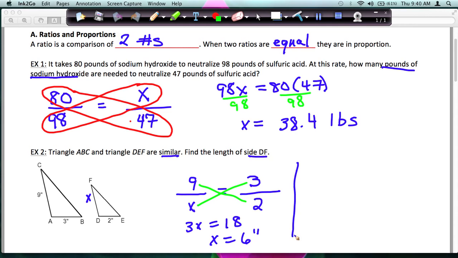Now, just to show you, I could have set this proportion up differently. I could have put the 9 over 3, so I started with the first triangle, equals x over 2. Since I started with this side 9, I have to start with this side x. You just have to keep things the same. Cross multiply, and you're going to see you still get 3x equals 18, and when you solve, you still get 6. So the equation doesn't have to be exactly the same, as long as when you solve at the end, you get the same answer. Either way would work.